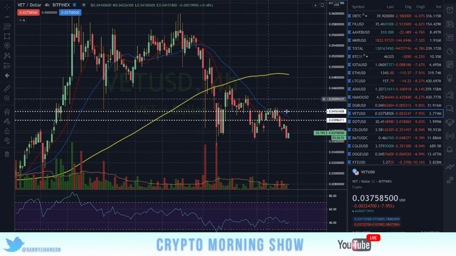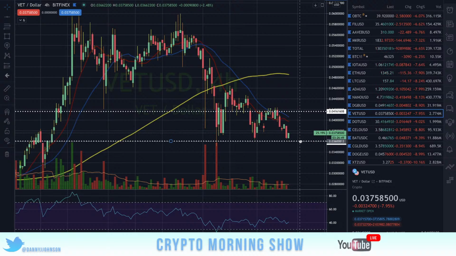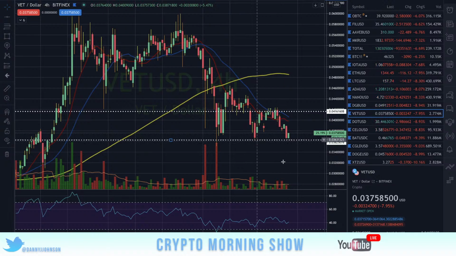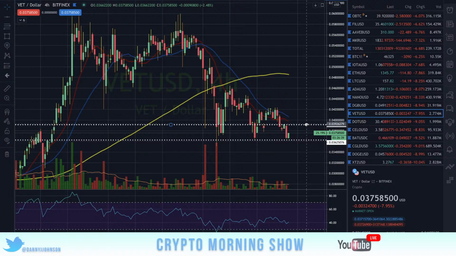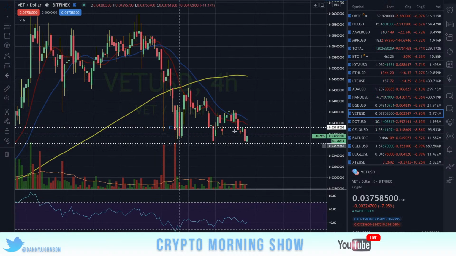Moving on to VeChain, VET USD. We'll stay on the 4-hour time frame as we're starting to poke through some of these previous levels of support. So we have to go back in time a little bit. There we go. That one looks pretty good. So 0.036. Resistance at 0.03913. So we'll watch these tight ranges here.